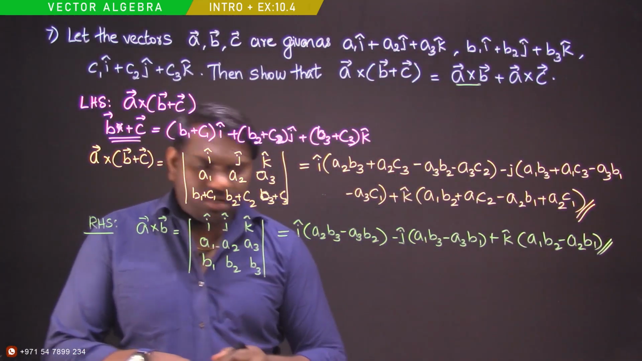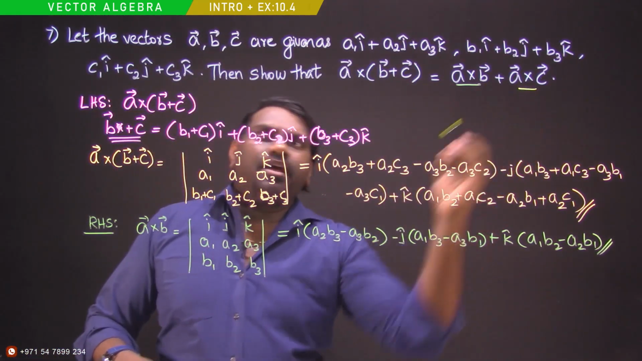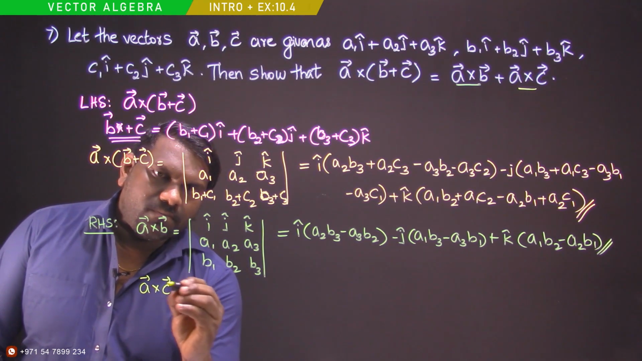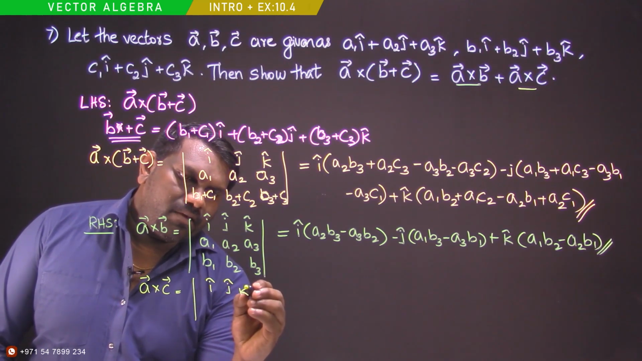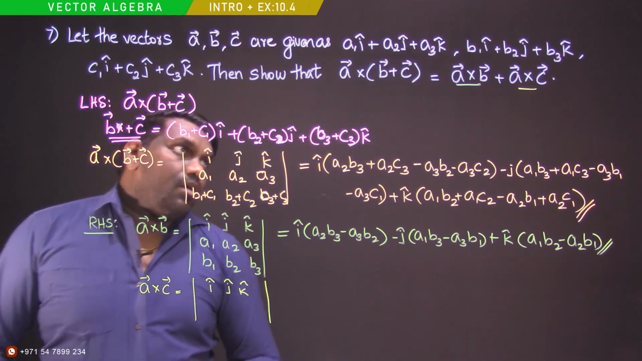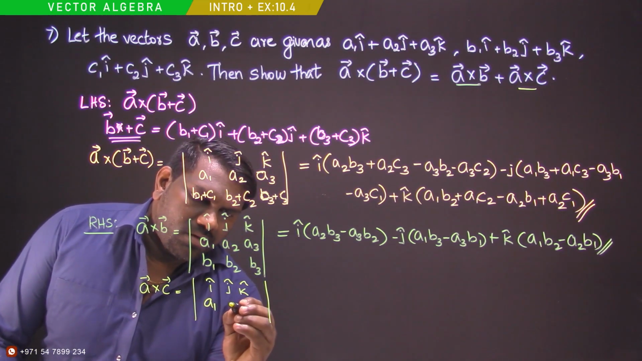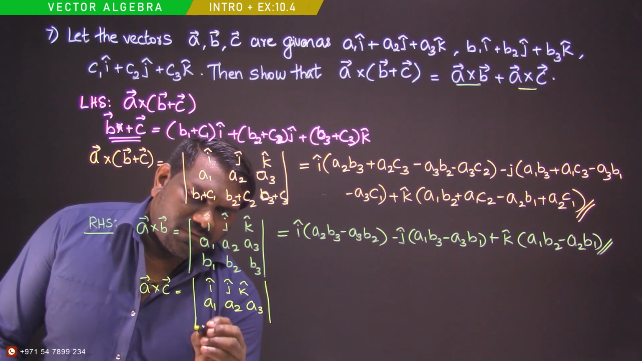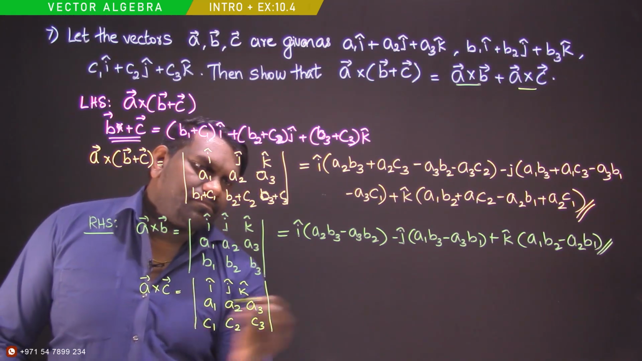That is what your A cross B is. Fine. What is the next one, dear? A cross C. What is A cross C? I, J and K, where A and C, right? So A1, A2 and A3. If it is C, then C1, C2 and C3.